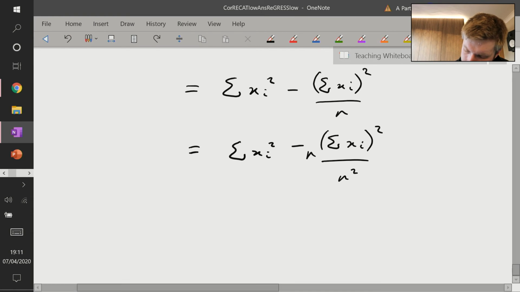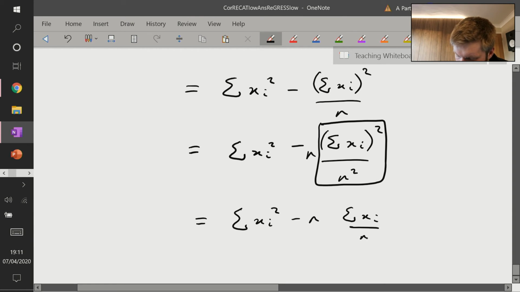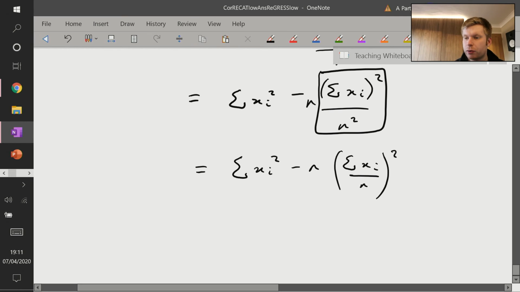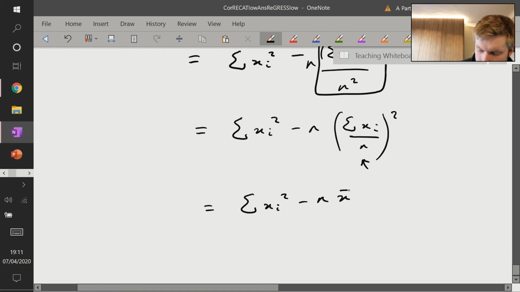But have a look then, because of course I'm squaring numerator and denominator, so therefore this is the same as the sum of xi squared minus n lots of the sum of xi over n, all squared, right? So I'm going backwards now. And of course, what's that thing equal to? That's right, it's just x bar. So I get sum of xi squared minus n times by x bar squared.